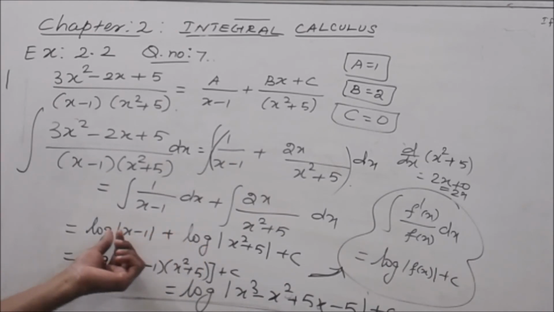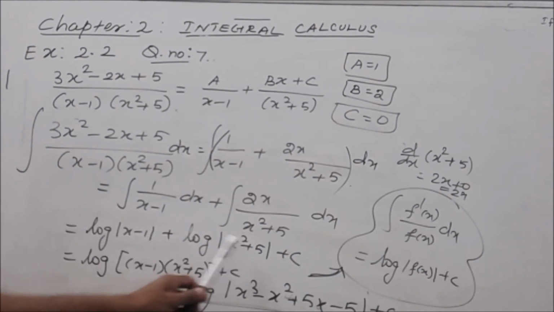When this is in the form of log a plus log b, we have the logarithm formula: log a plus log b equals log of ab. Now multiplying these two factors, we get x³ - x² + 5x - 5 plus c as the answer.